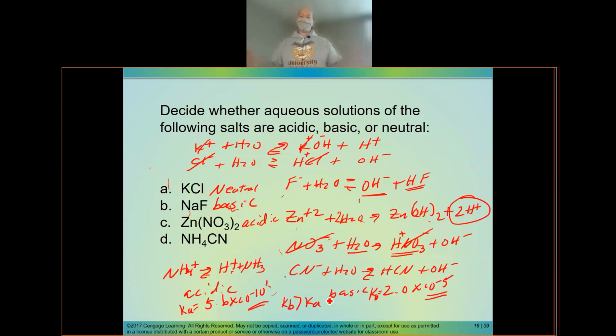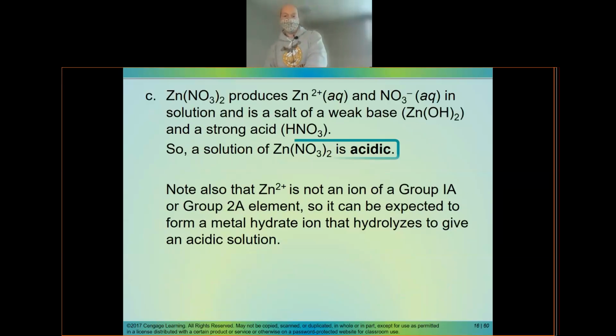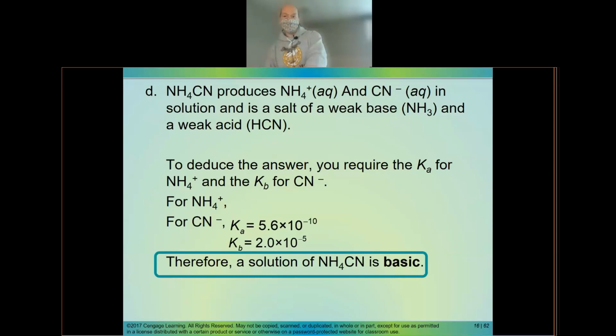And so again, you have to have the 2 constants. If you don't, you cannot answer that question. Now that we have the 2 constants, we see that Kb is larger than Ka. Now we have our answer. It's basic. When your Kb is larger than your Ka, then you're going to have a basic solution. All right, so they go through all of those. Again, the last one here, you have to get the K values and compare them.